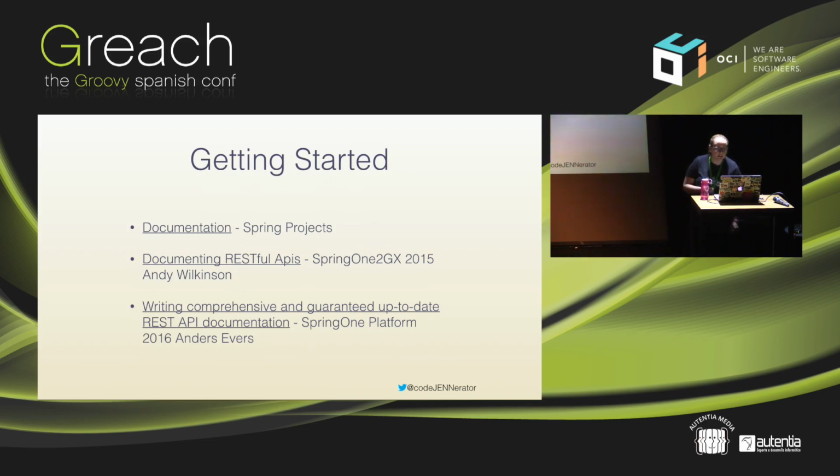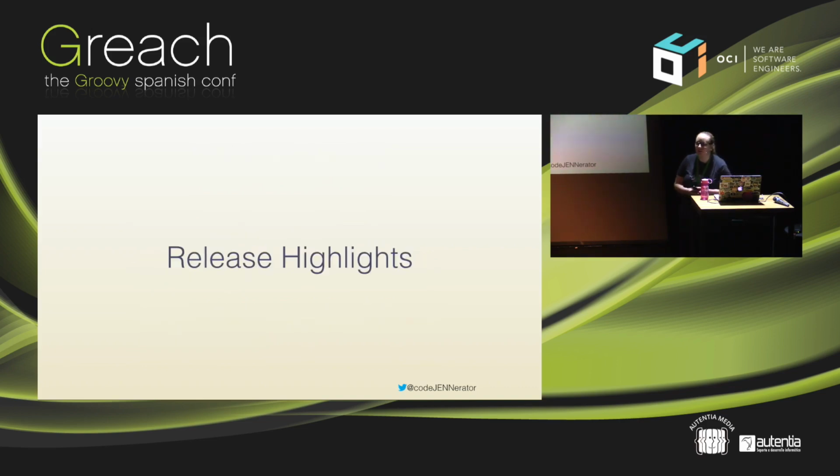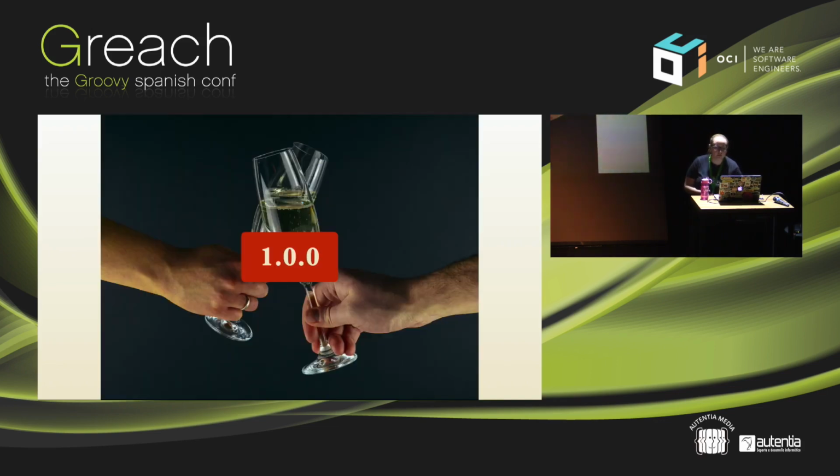So now that Spring REST Docs has been out long enough, I can actually do a release highlight section. The first version, 1.0, went out sometime in the fall of 2015. It was pretty perfect timing for when we were doing this project, because 1.0 came out and we were right in the right category. We were using Spring Boot, and we could hook into some of the things from the beginning.